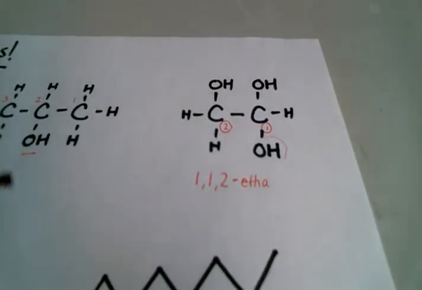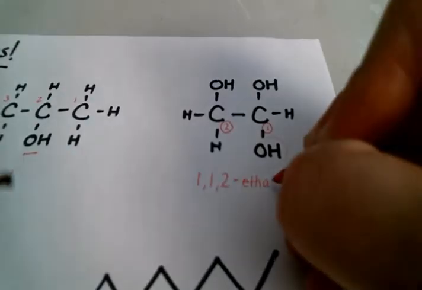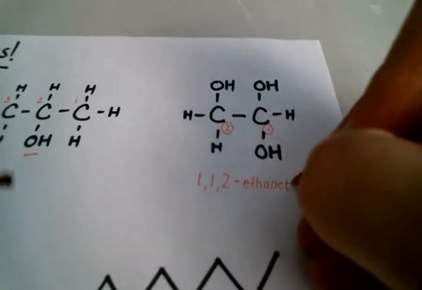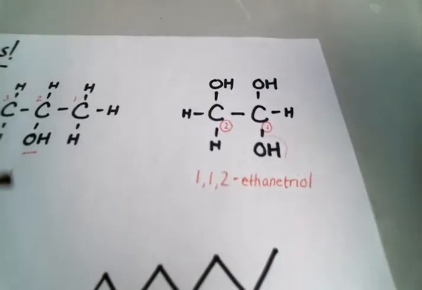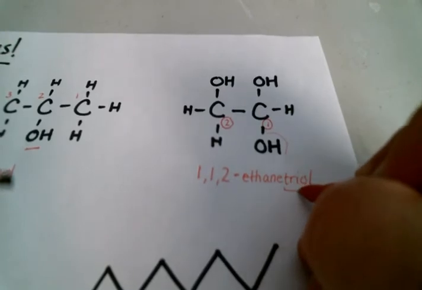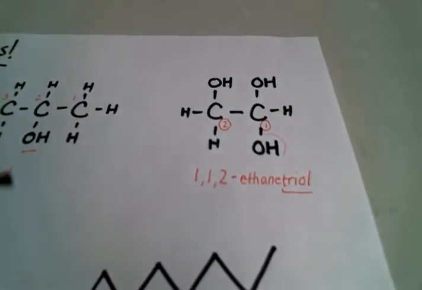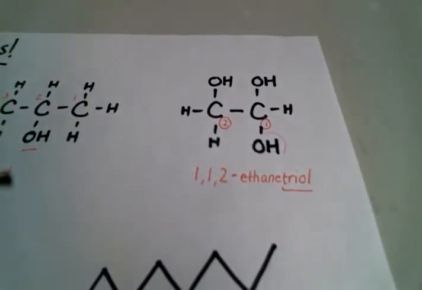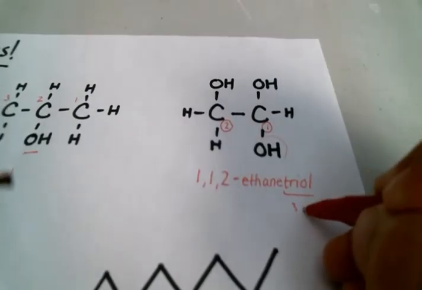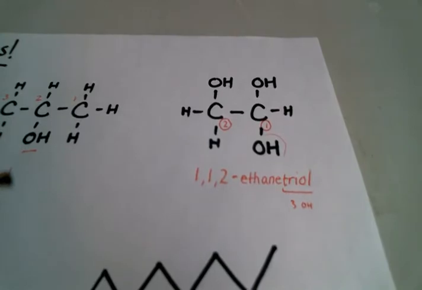But we can't just say ethanol because just using OL is going to indicate there's only 1 hydroxide. So we're actually going to call it ethane triol instead. I know that's kind of a weird way to end that. Instead of ethanol, we'll call it ethane triol to indicate that there are, in fact, 3 hydroxides in my molecule. Right, so we got 1, 1, 2, ethane triol.